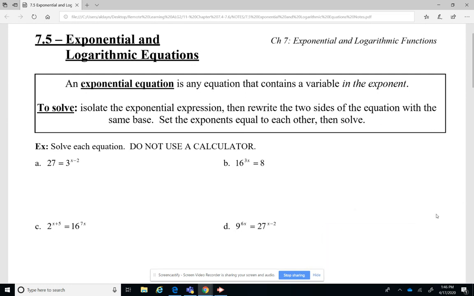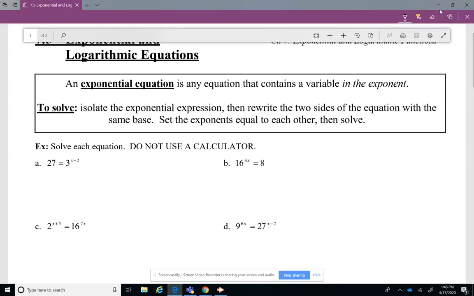All right, let's get started. This is day 1 of 7-5, and tomorrow we'll do day 2. So today is Thursday, April the 23rd.